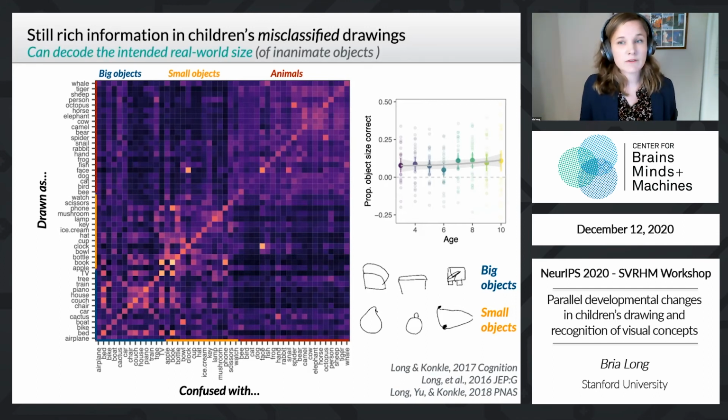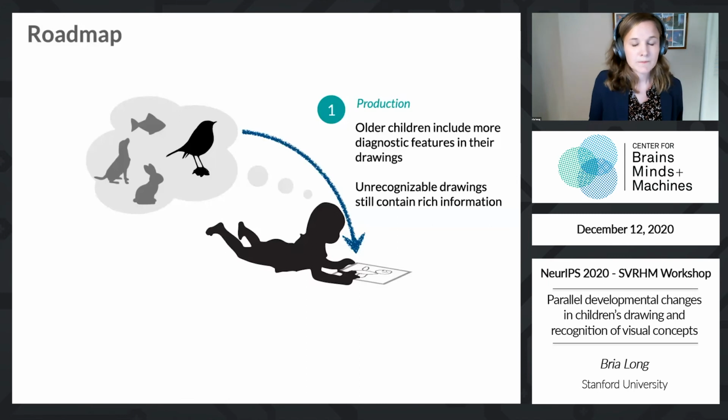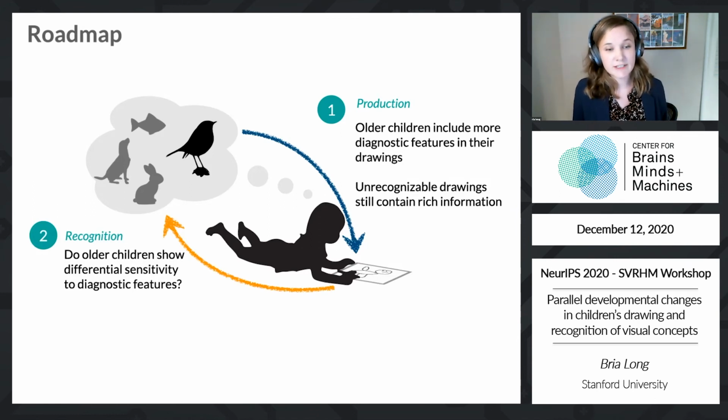So far, what I've shown you is that older children tend to include more diagnostic features in their drawings, even among their recognizable drawings. Yet, unrecognizable drawings made by children of all ages still contain really rich information, in particular about their animacy and their size in the real world. If these developmental changes truly reflect changes in children's internal visual concepts, however, we should also expect to see changes in children's recognition of visual concepts. That is, are older children differentially sensitive to these same diagnostic features when they're trying to recognize drawings? Here are drawings made by other children.